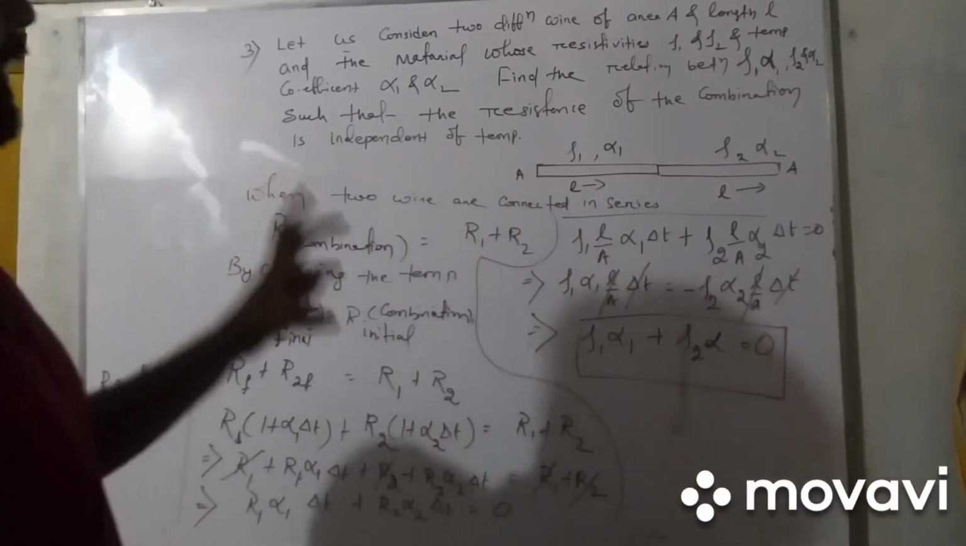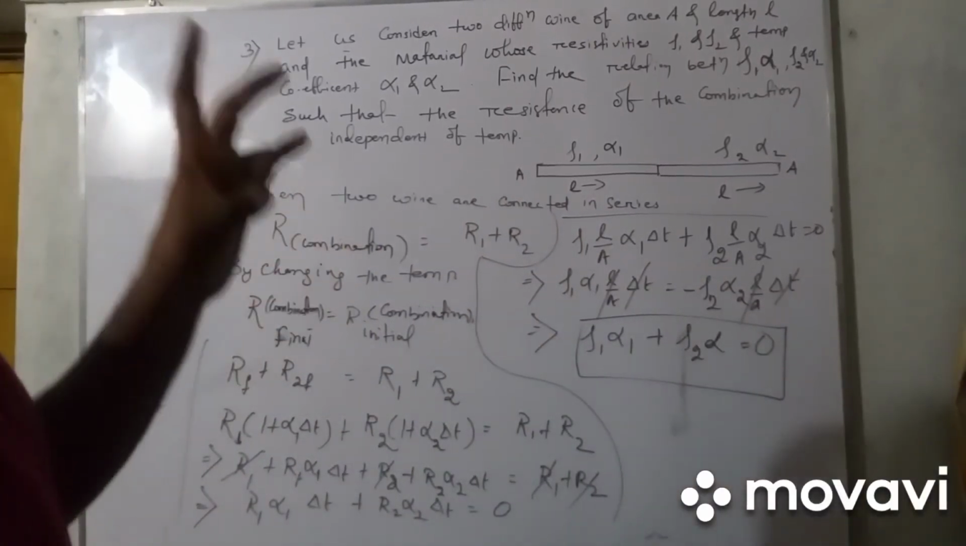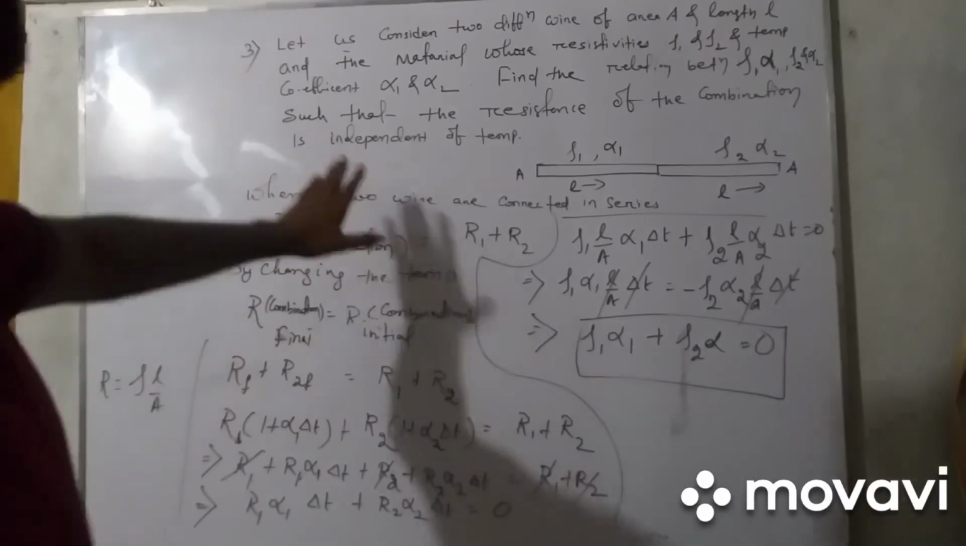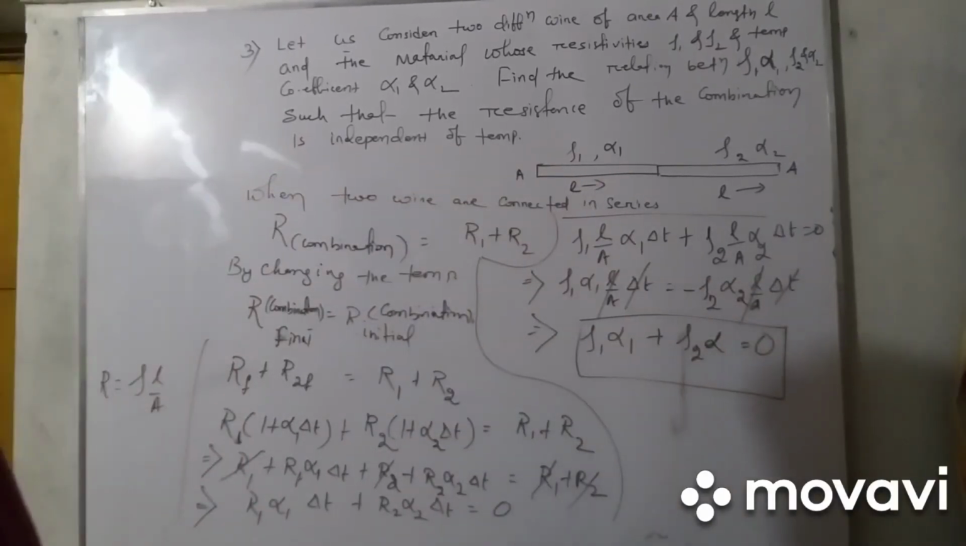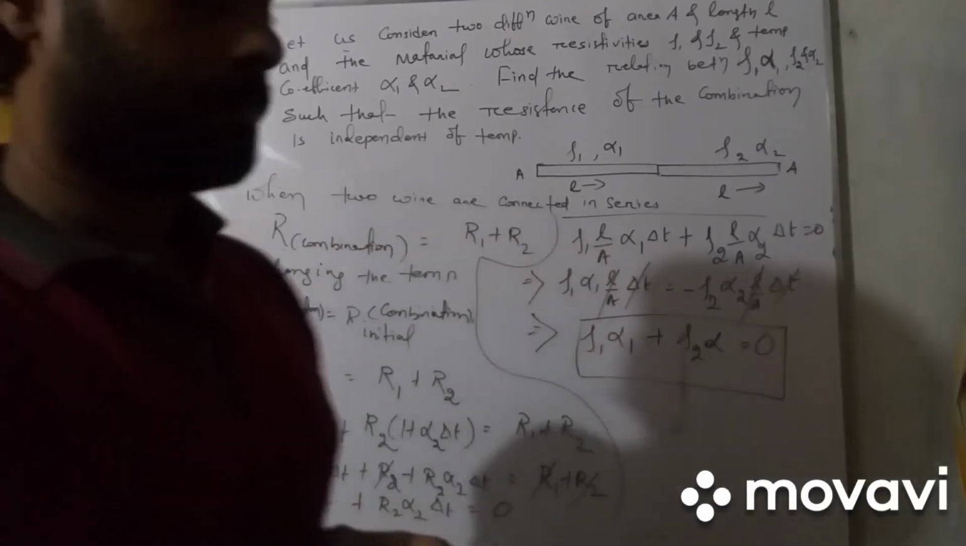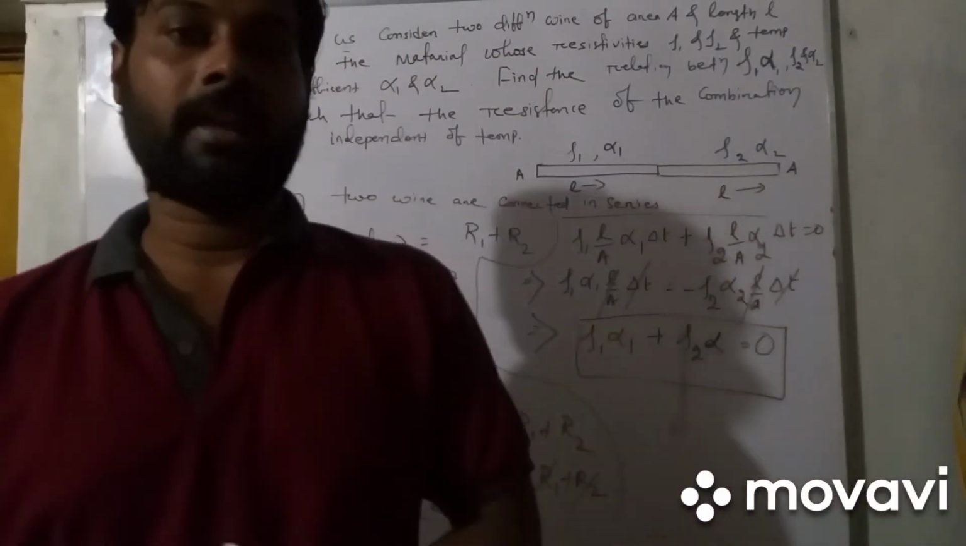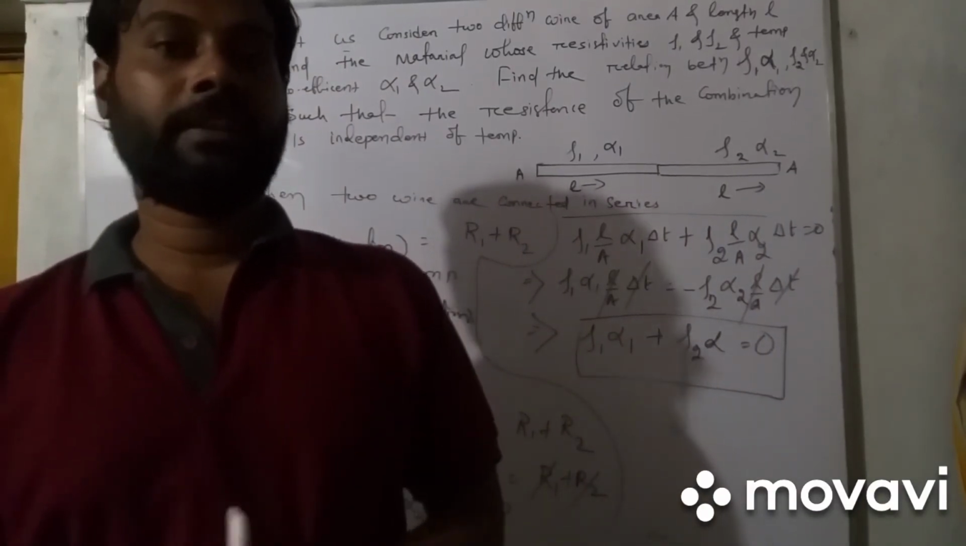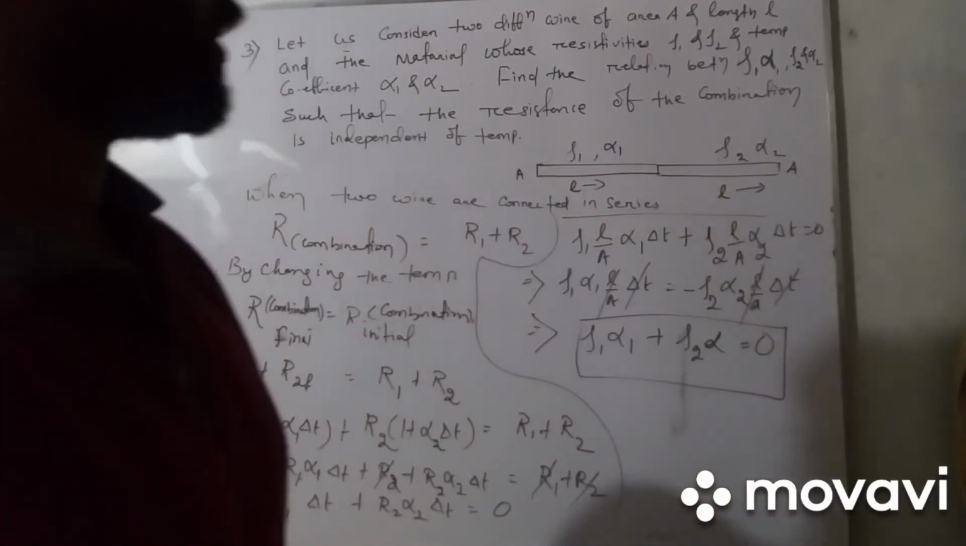Whenever the final resistance of the combination is independent of temperature, this relation holds. So please note it. If any doubt, then ask me. So this is overall the basic problems of temperature coefficient alpha. If any doubt, then ask me. Okay.